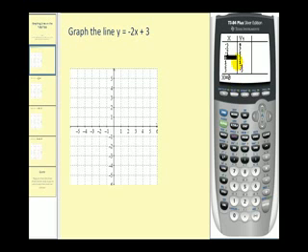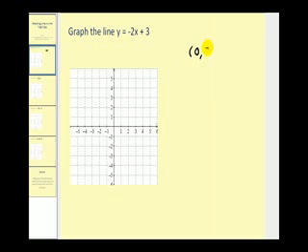We only need 2 of these points to make a nice accurate graph of this line. So let's go ahead and plot 0, 3 and 3, negative 3. So here's the point 0, 3, and here's the point 3, negative 3. So our line passes through those 2 points.